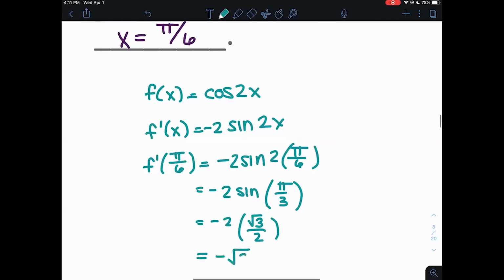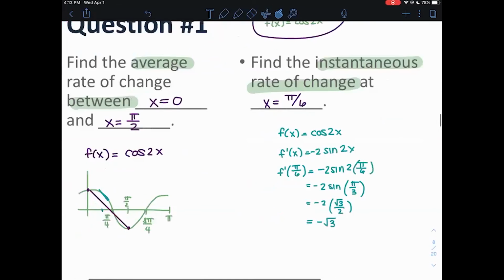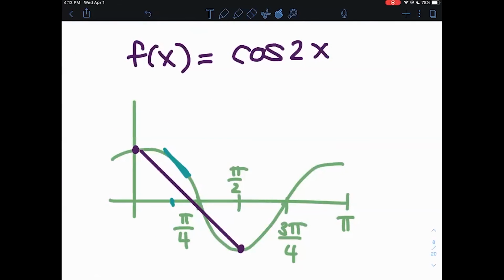And that's going to give us a value of -root 3. That instantaneous rate of change at x equals pi over 6 is -root 3. If we go back to our graph, does that make sense with what we said? Yeah, we knew that there needed to be a negative slope. The tangent line at x equals pi over 6 has a negative slope. Our derivative must be negative. The derivative is the slope of the tangent line.